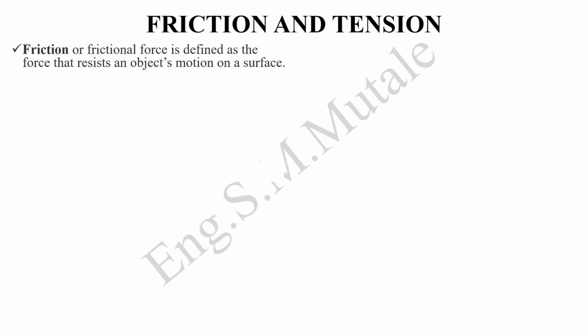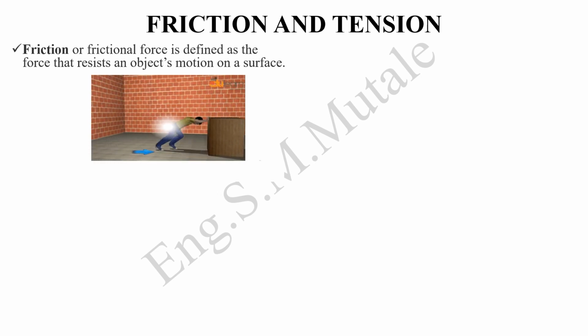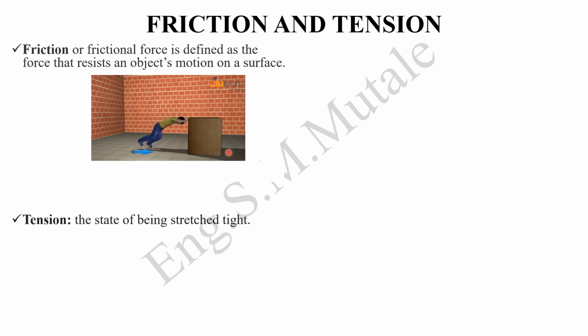By definition, friction, or frictional force, is the force that resists an object's motion on a surface. For example, as you can see this man pushing that object, there is obviously a force which is resisting this. That force which is resisting that motion is what we are calling friction.